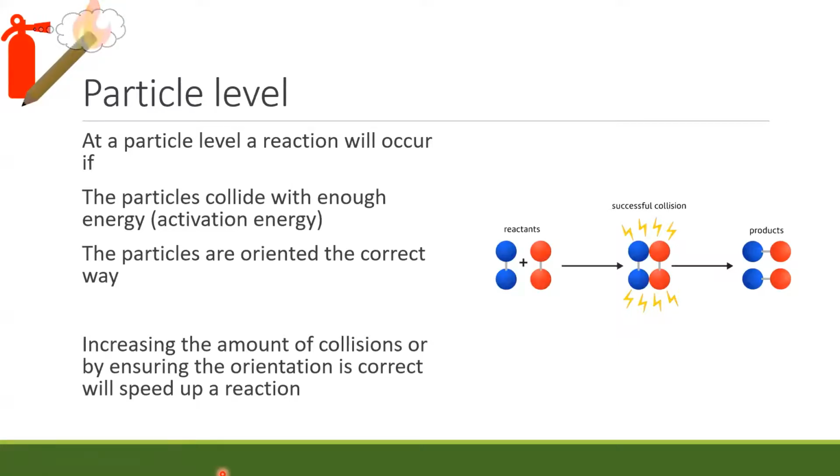At a particle level, a reaction will occur if the particles collide with enough energy, or activation energy, and the particles are oriented in the correct way. I'm going to talk about what that means in a second. And then the bottom part is the extra little thing here. I've only got 2 slides left, so I'm going to power through this one, and then I'm going to show you one thing on style that I want you to see, just because it's such a good animation.